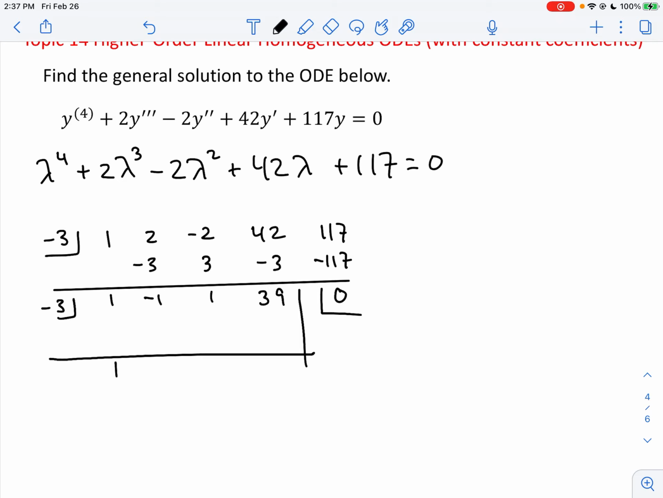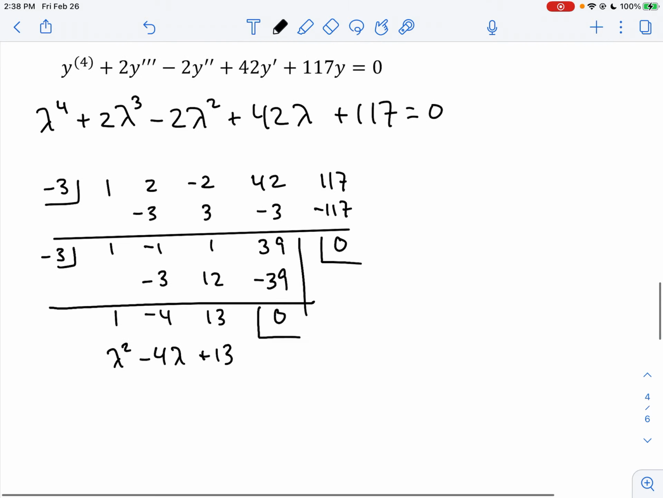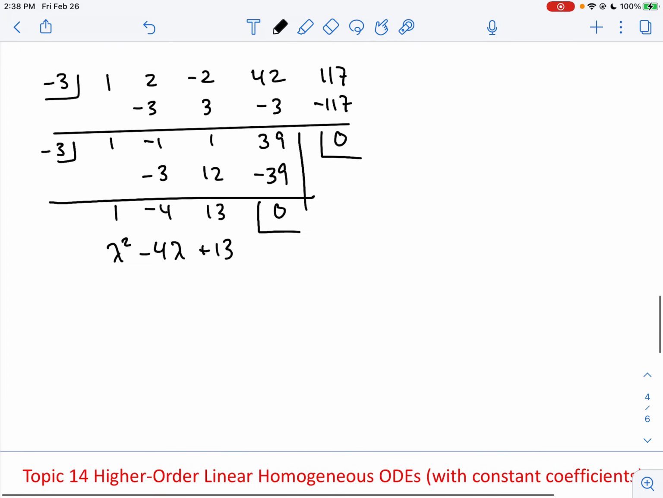So 1 drops down, multiply, add, negative 3 times negative 4 is 12, add that to 1 is 13, and negative 3 times 13 is negative 39, and that gives me another remainder 0. Now I'm going to stop here because I have 3 numbers left, so that means we have a quadratic. This would be lambda squared minus 4 lambda plus 13. You can try to factor it like normal. This one will not factor, so we're going to have to use the quadratic formula to get the last 2 roots.